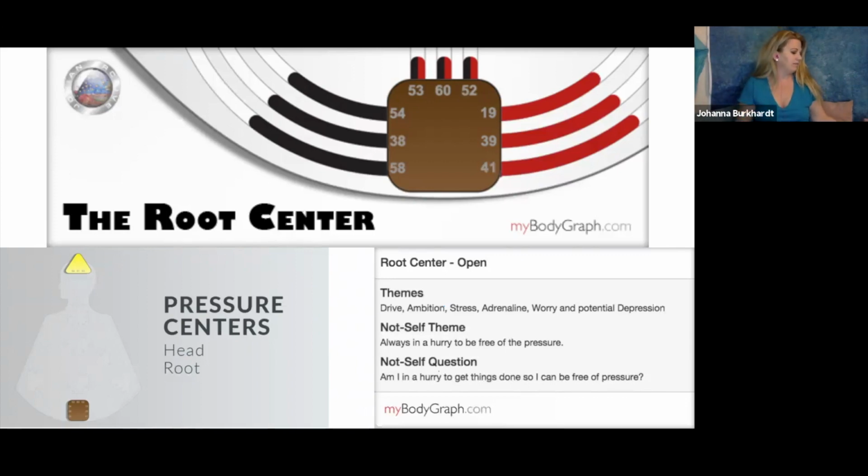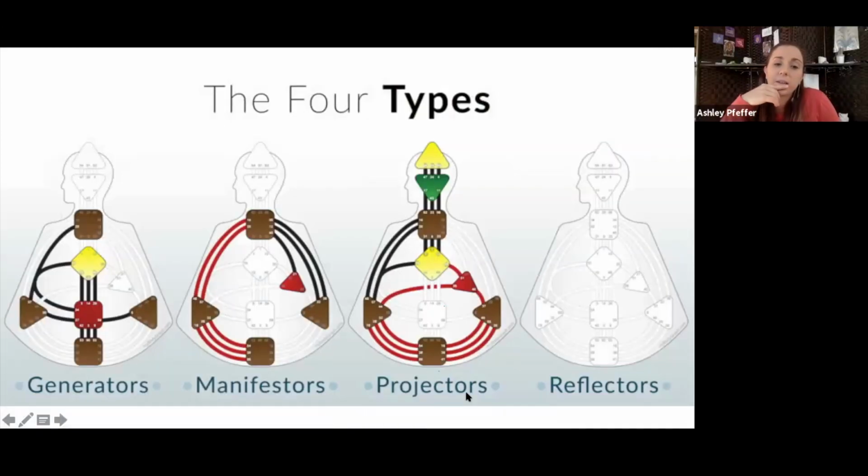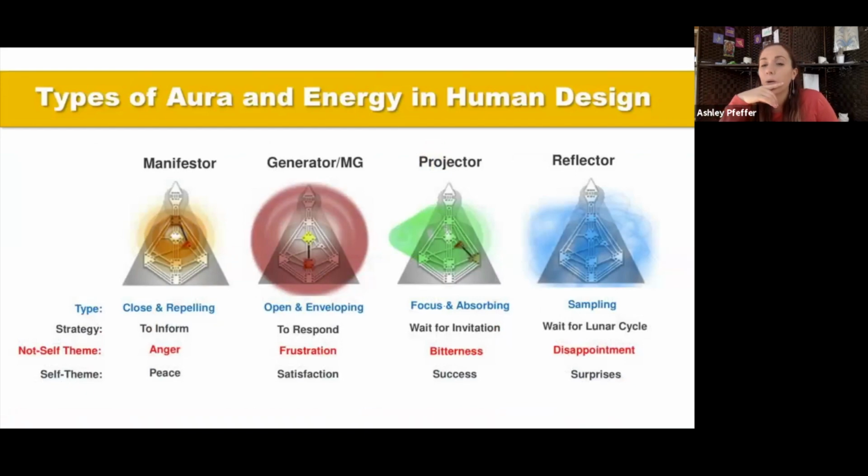All right. Okay, so just a quick tidbit on the different energy types. We have generators and manifesting generators. You guys are in the same category. Manifestors, projectors, and reflectors. And these are the different aura types. This is how your aura interacts and interfaces with other people.